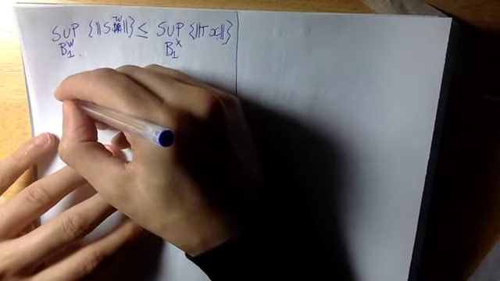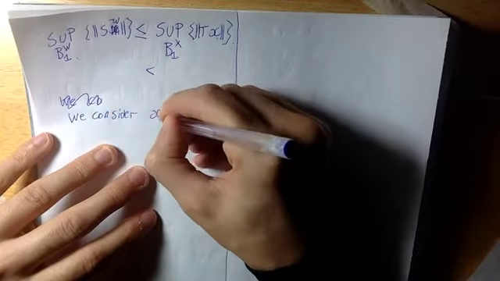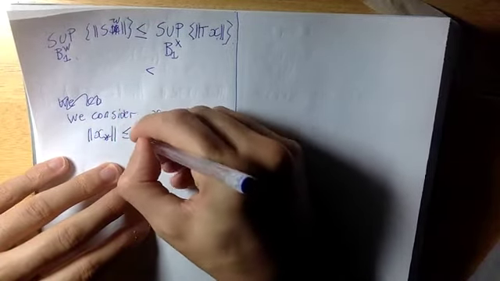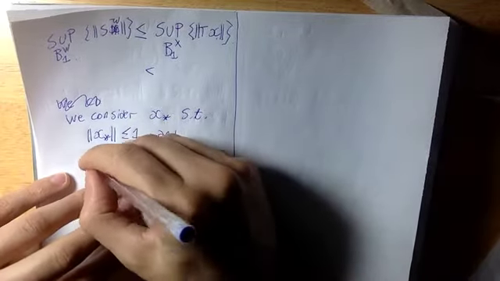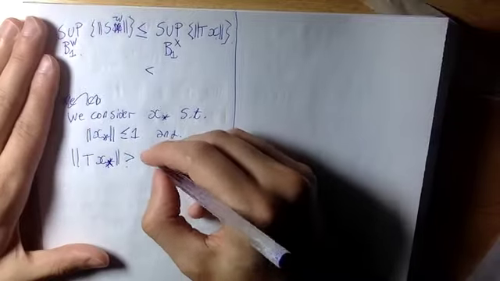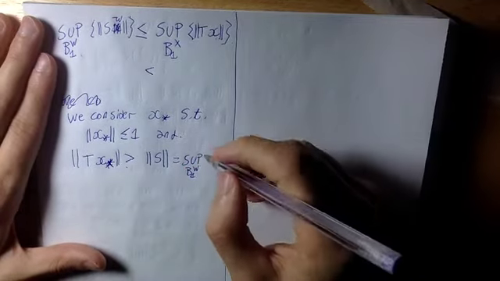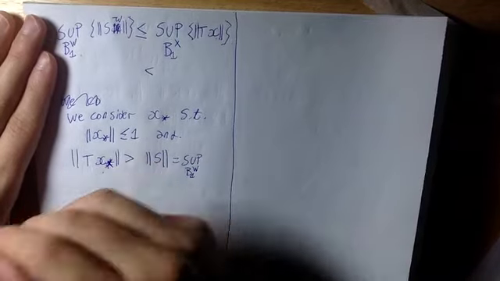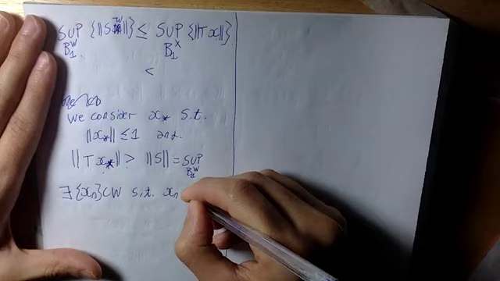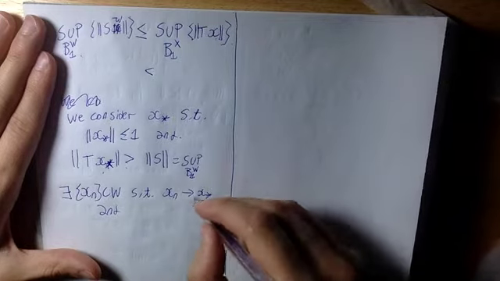So let's consider x star such that the norm of x star is less or equal to 1, and T of x star is strictly bigger than the norm of S, which is equal to the supremum over B_1 of W. Okay, but if this is the case, by the definition of T, there exists x_n, which is contained in W, such that x_n converges to x star, and this is in X.